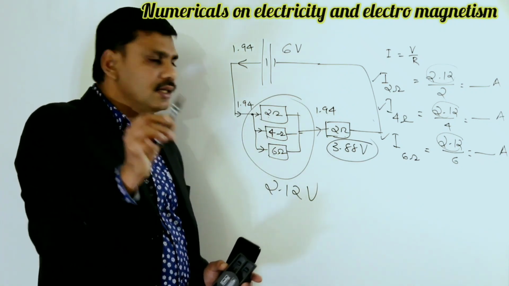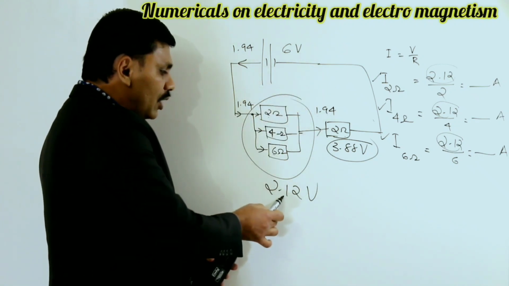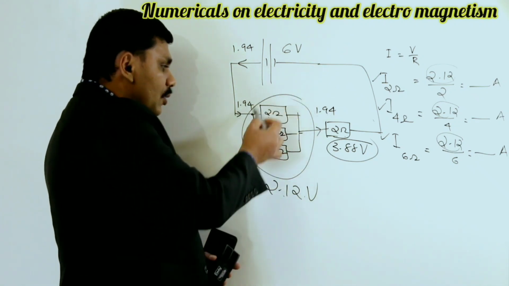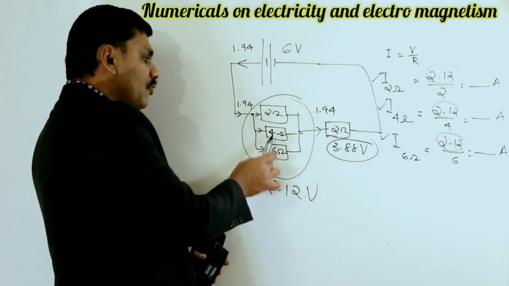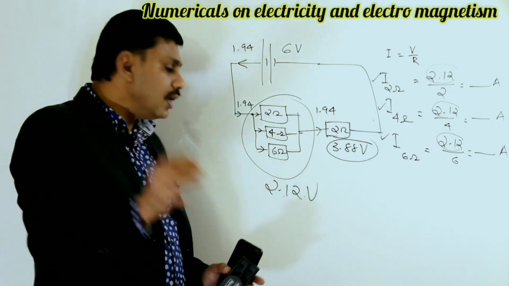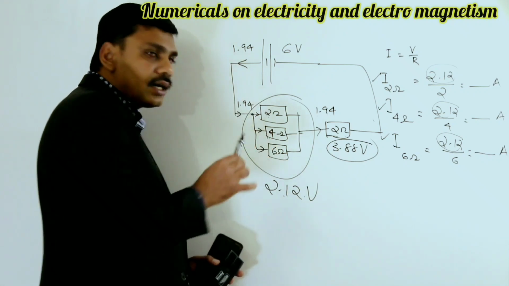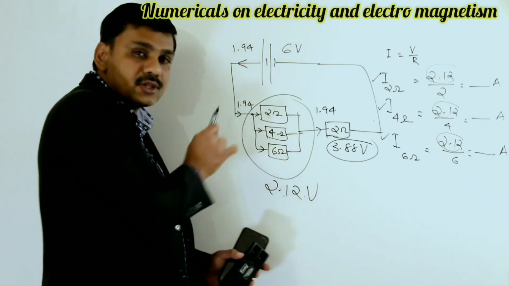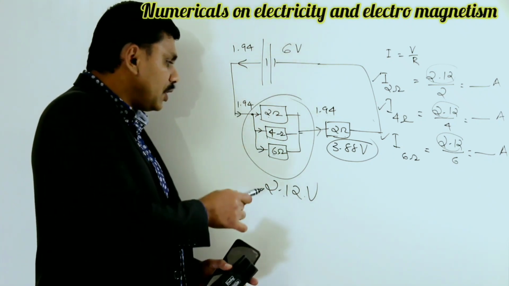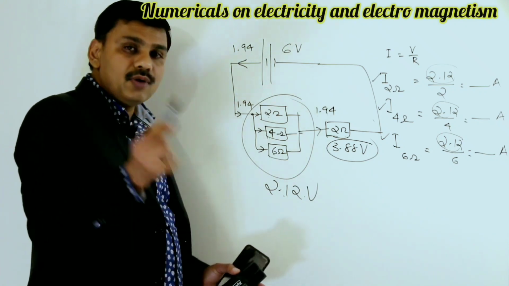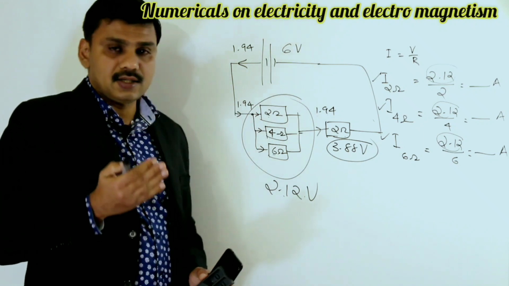That 3.88, from where are you getting? From 6. So the remaining voltage, that is 2.12 volts, comes across these three parallel resistors. That means 2 ohm, 4 ohm, 6 ohm, they all will get 2.12 volts. Then how can you calculate the current flowing through each parallel resistor? 2.12 divided by 2, 2.12 divided by 4, 2.12 divided by 6. Then you will get the current flowing through each resistor.